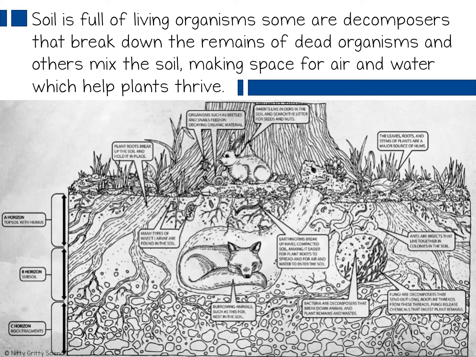Humus forms in a process called decomposition. And decomposition occurs by organisms that are called decomposers. Now, decomposers live in the soil and are organisms that break down the remains of dead organisms into smaller pieces through a chemical process. And these include worms, fungus like molds and mushrooms, bacteria, and other organisms. Looking at this illustration here, what other organisms do you see that help air and water to enter the soil?